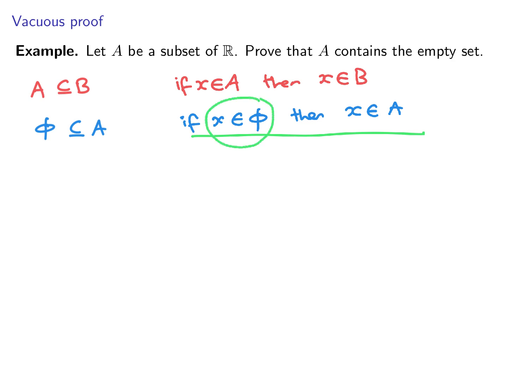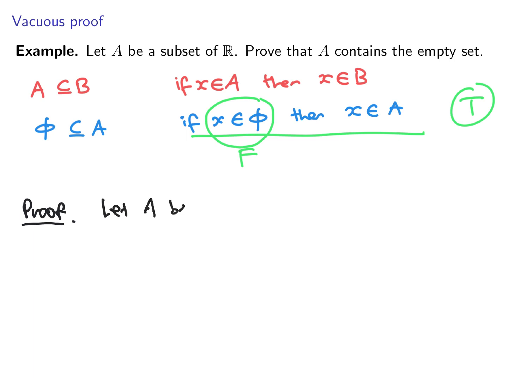But look at this. To say that X is in the empty set is absurd, right? Because the empty set has no member. So this hypothesis cannot be satisfied, and therefore the implication is true, regardless of the value of Q, right? Okay, so that's the idea. So I'm going to write the formal proof.